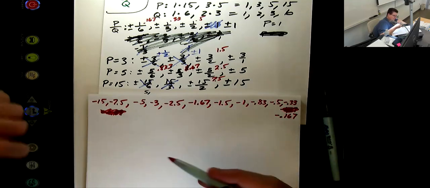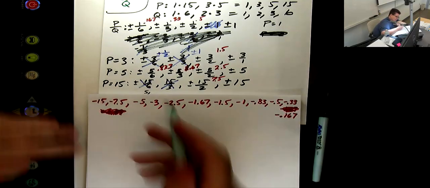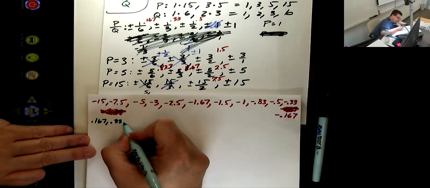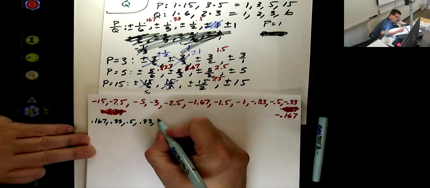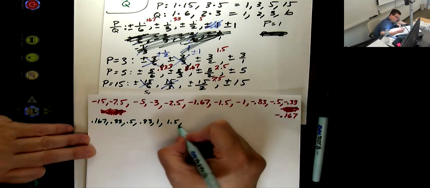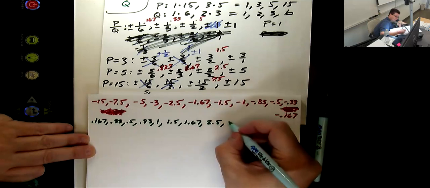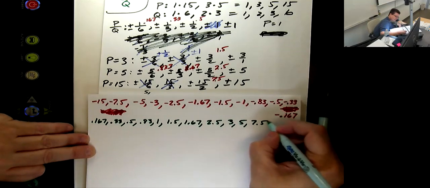All right, then we got the positive ones that go in the opposite order. 0.167, 0.33, 0.5, 0.83, 1, 1.5, 1.67, 2.5, 3, 5, 7.5, and 15.